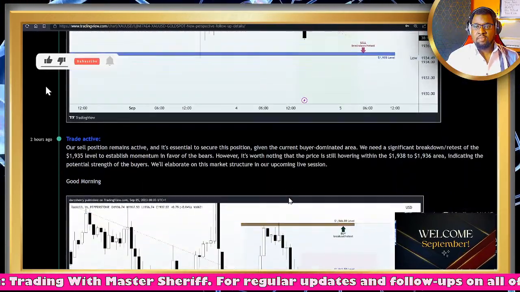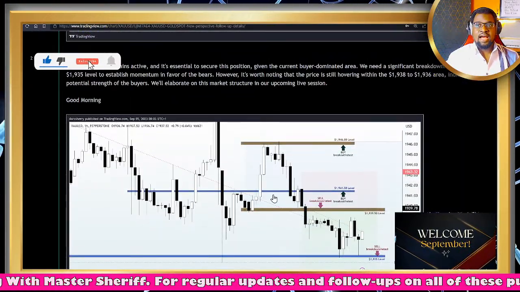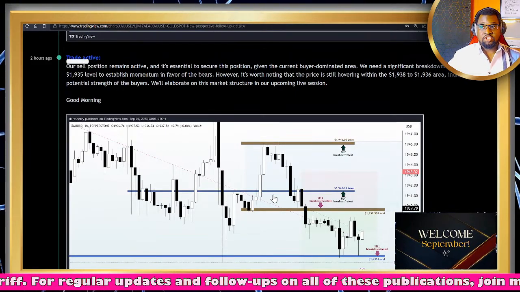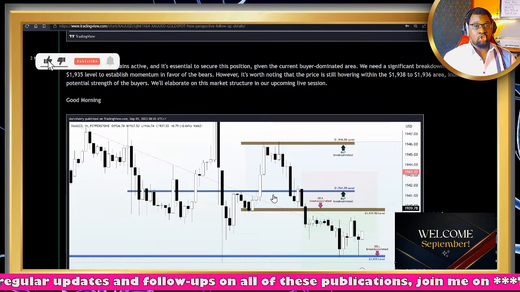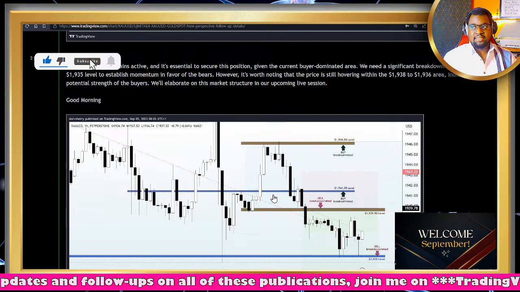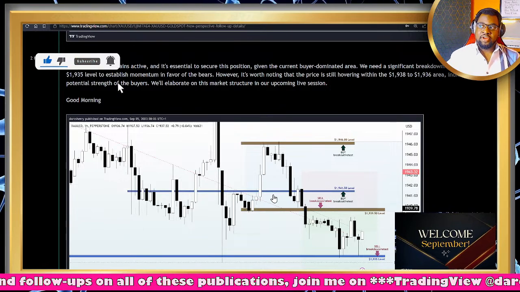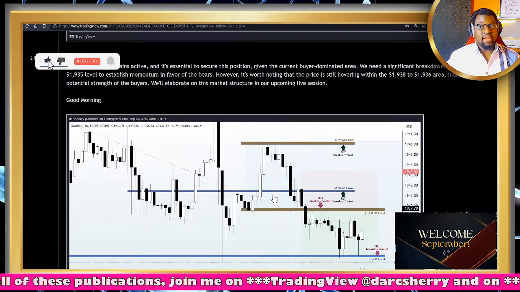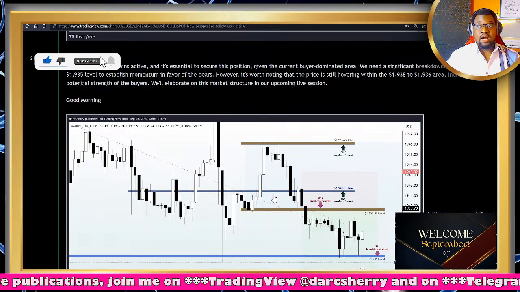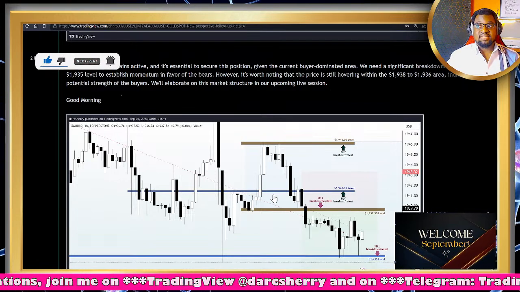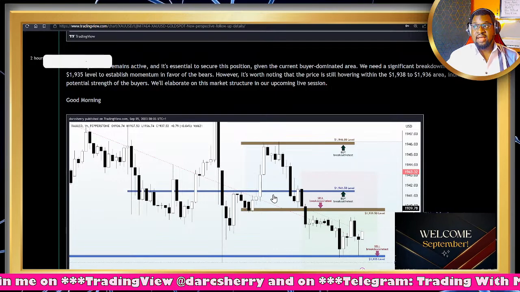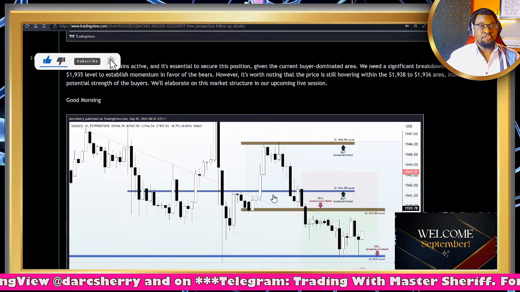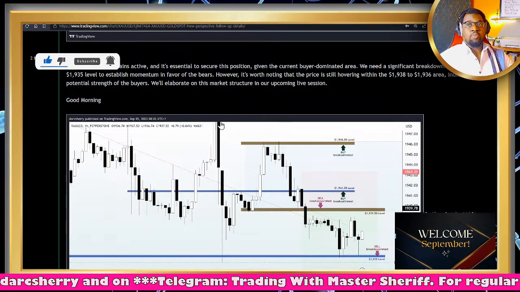So this morning I made mention that our sell positions remain active, and it is essential to secure this position given the current buyer dominated area. I will talk about that in a moment. We need a significant breakdown and retest of the 1,935 level to establish momentum in favor of the bears. However, it is worth noting that the price is still hovering within the 1,938 and the 1,936 area, indicating the potential strength of the buyers at this point. So let's go back into the live chat.